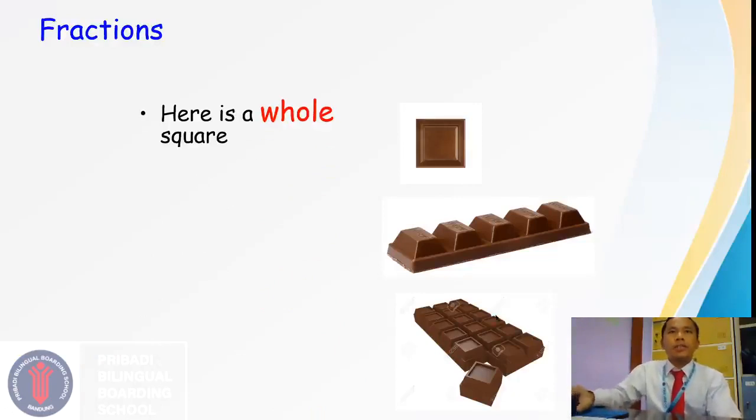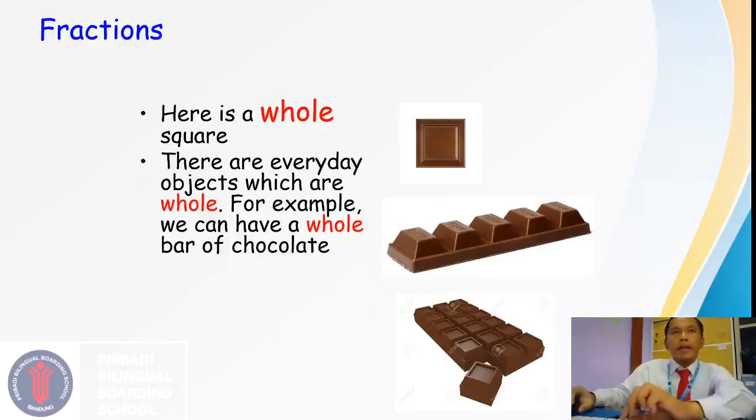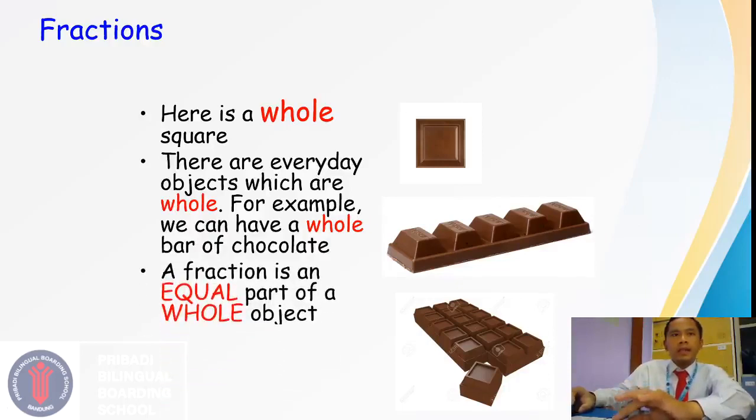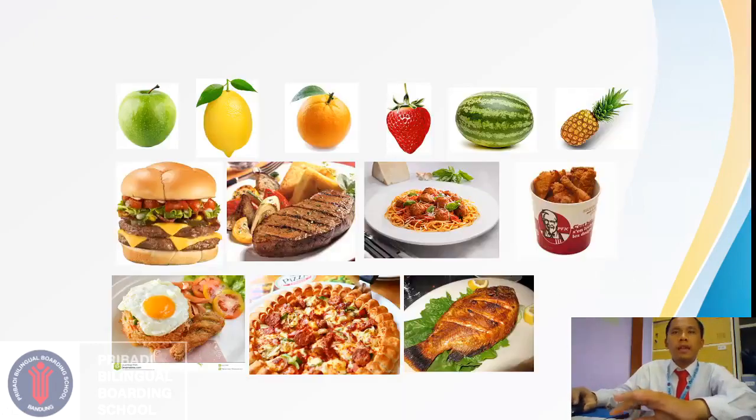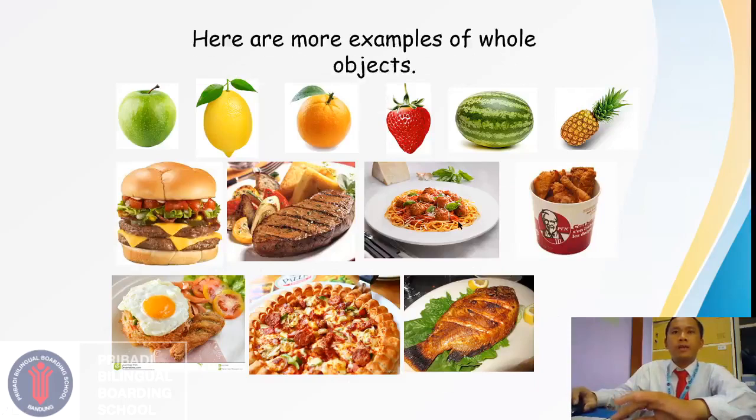Here is the whole square. The first picture is the whole square. And there are everyday objects which are whole. For example, we can have a whole bar of chocolate. This one whole bar of chocolate consists of several parts of chocolate. So a fraction is an equal part of a whole object. So again, a fraction is an equal part of a whole object. Here are the equal parts. It is equal, right? 1, 2, 3, 4, 5. So the fraction is an equal part of a whole object. These are examples of everyday objects.